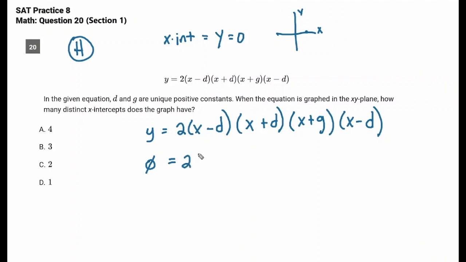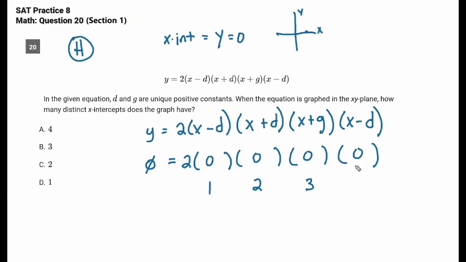2's not going to change. Either this is going to have to be 0, this is going to have to be 0, or this is going to have to be 0, or this is going to have to be 0. Because anytime you get a 0 in here and you're multiplying, you're going to make everything 0, which is going to make y 0. All right, so x minus d could be 0. That's one thing that could be 0. X plus d could be 0. That's two things that could be 0. X plus g could be 0. That's 3 things that could be 0.